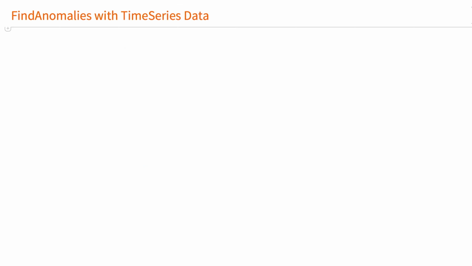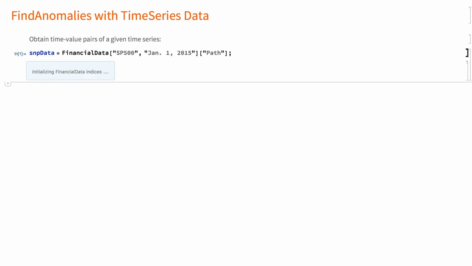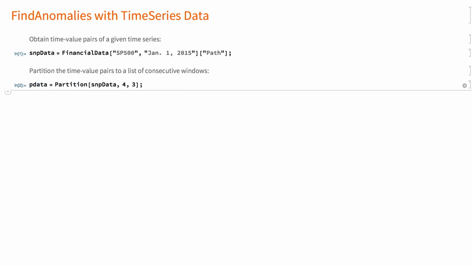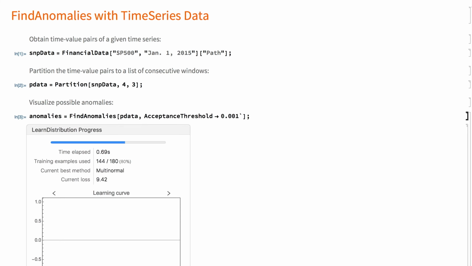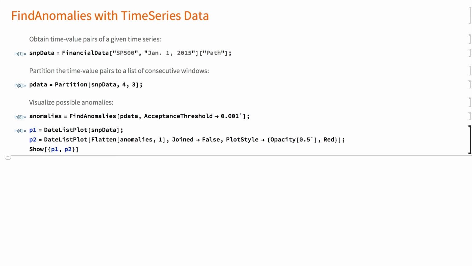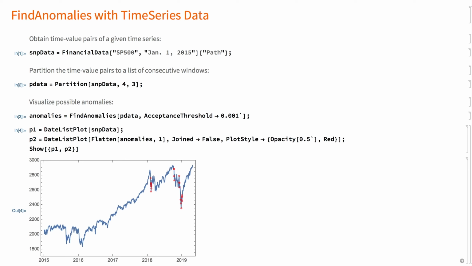Anomaly detection can easily work on time series data as well. For example, here is a time series of dates and daily closing values of the S&P 500 index since January 1st, 2015. We can partition this data into a list of consecutive windows and use FindAnomalies to detect unexpected changes in the sequence. Here are the detected anomalies overlaid on the original time series.